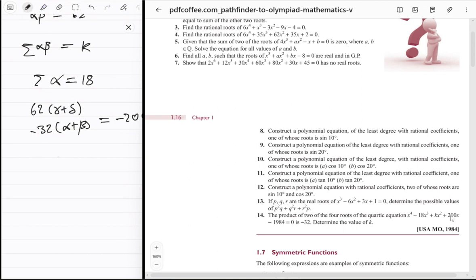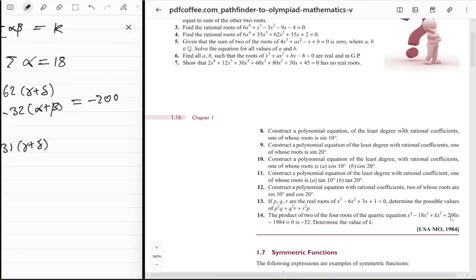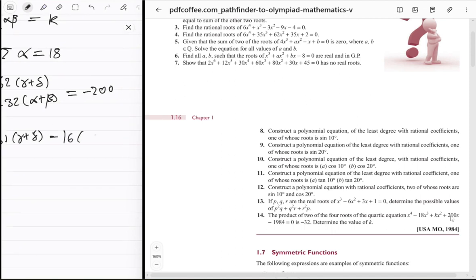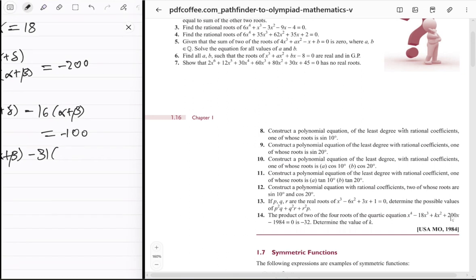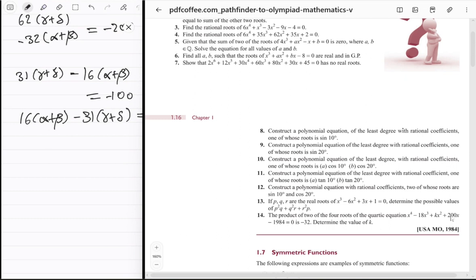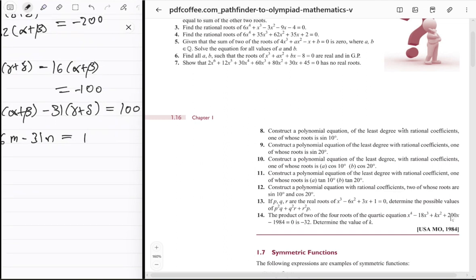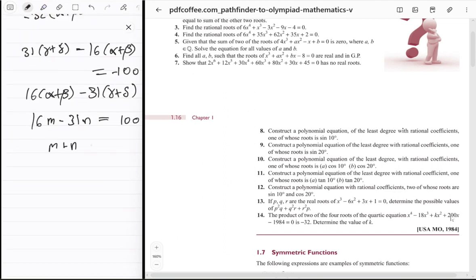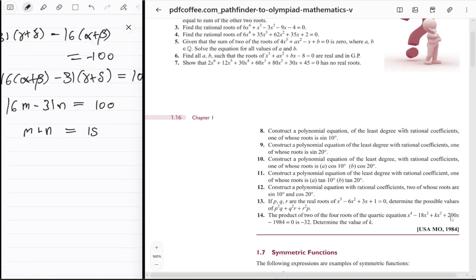Okay, so let's try to reduce this thing by 4. No, it's 2. 31 times gamma plus delta minus 16 times alpha plus beta is equal to negative 100. Or you can just say 16 times alpha plus beta minus 31 times gamma plus delta is equal to 100. But there's something else we know about alpha plus beta and gamma plus delta, their sum. So call these m and n. It's got 16m minus 31n is equal to 100. But we know that m plus n is equal to 18. Cool. That's a linear equation. You can figure out alpha plus beta and gamma plus delta in that way.